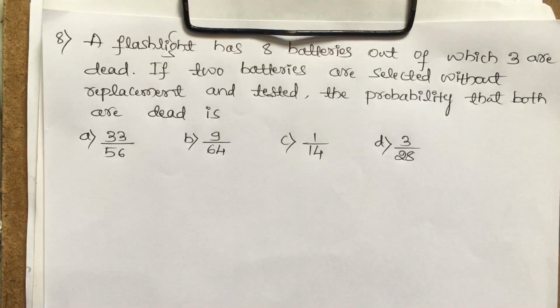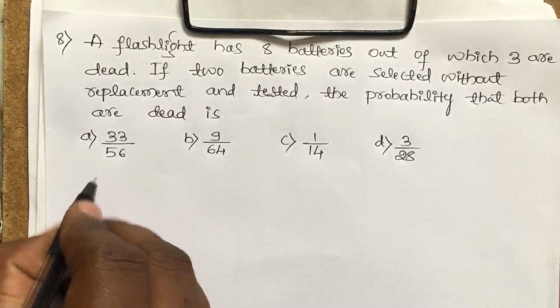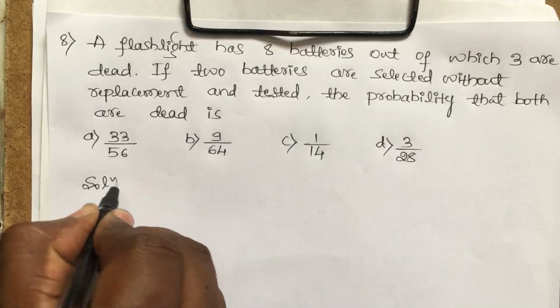Well, the 8th question is: a flashlight has 8 batteries out of which 3 are dead. If 2 batteries are selected without replacement and tested, the probability that both are dead is? The first option is 33 divided by 56, then second option is 9 by 64, third option is 1 by 14, fourth option is 3 by 28.